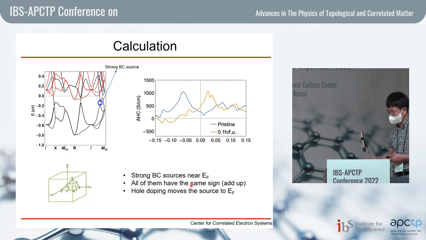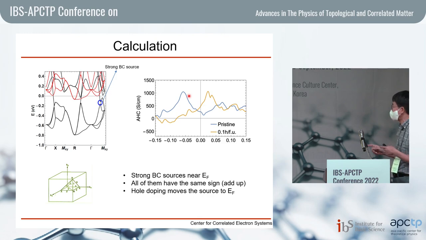But for this particular system, there are a few strong Berry curvature sources. Fortunately, they all add up. They all have the same sign. And we can move the Fermi level to this region by hole doping. And that's why we believe this anomalous Hall conductivity is very large.